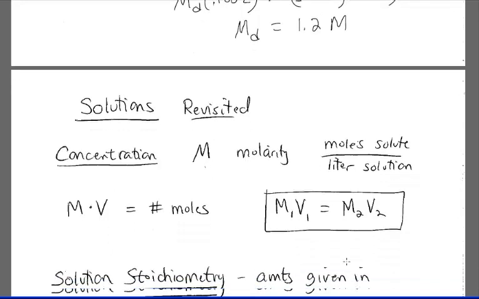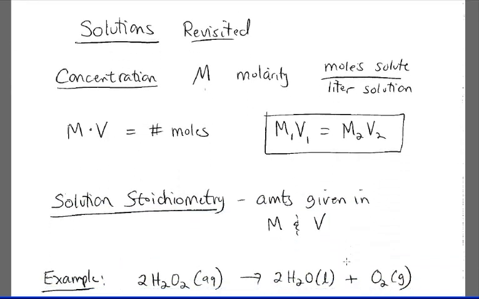Okay, more on solutions. Let's revisit concentrations in molarity. It's moles of solute per liter of solution. M times V gives a number of moles. So for any situation, molarity times volume in one case is going to equal molarity times volume in the second case, as long as you're just diluting. As long as you're diluting, that'll work.